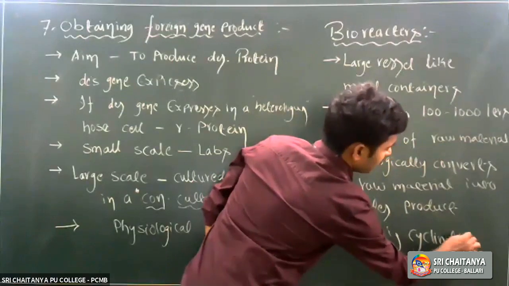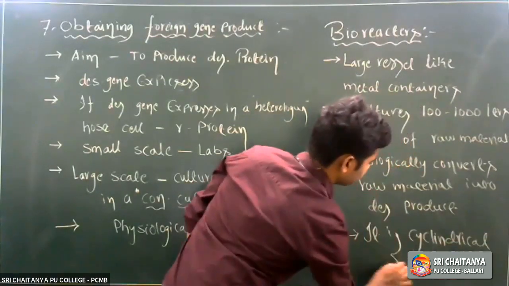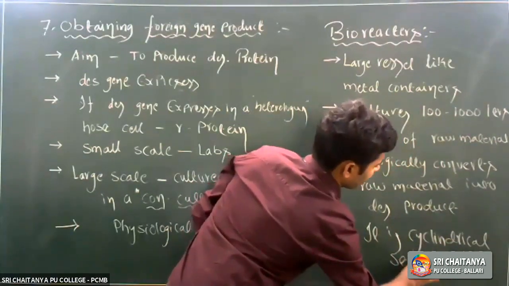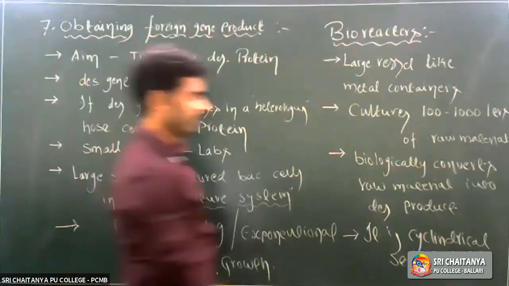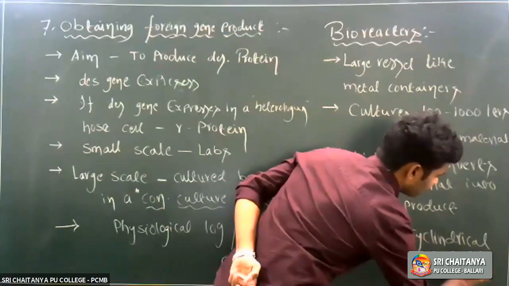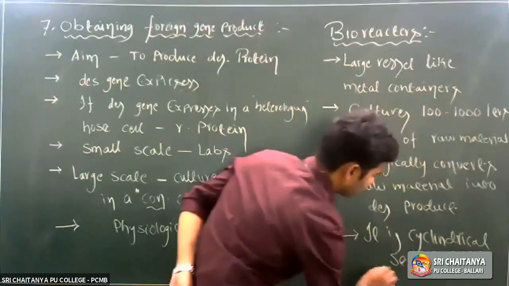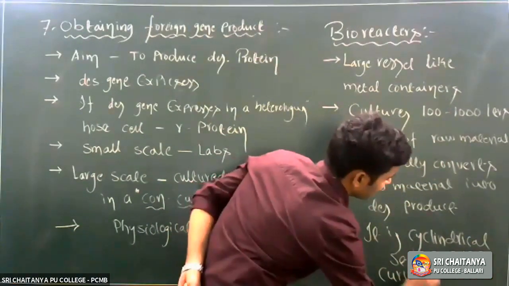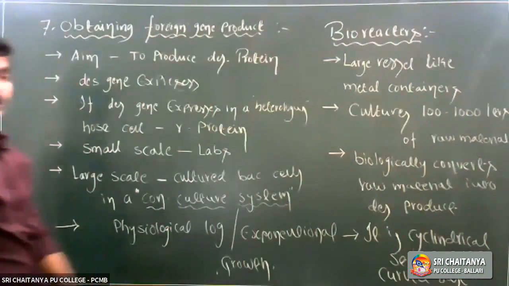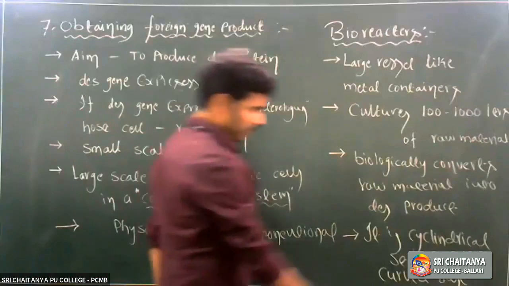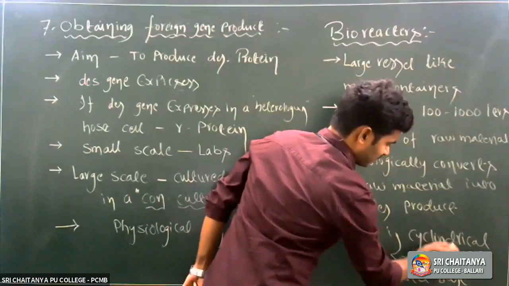Again, I'll give the diagram, right? Cylindrical structure with curved base. Important: what is the use of that curved base?